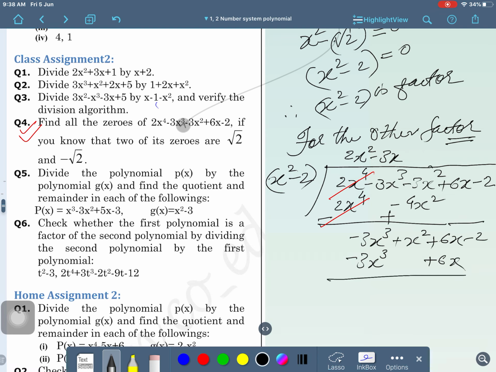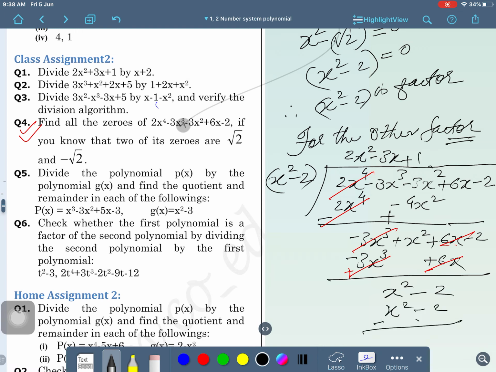What is next again? It's positive here, it's negative, so positive and negative cancel, positive and negative cancel. Bring down the remaining terms: x square and minus 2. How many times will it go? Plus 1 time. So x square minus 2.